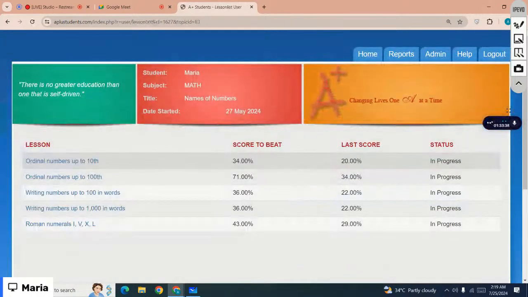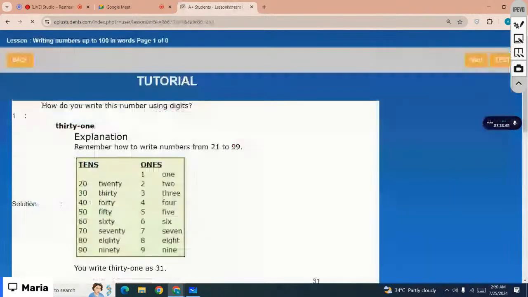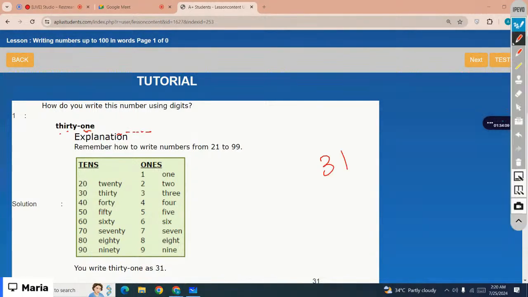And the next lesson is writing numbers up to 100. Start with the lesson. Basically, we're going to learn how we write numbers in digit form. How do you write this number using digits? 31. Basically, that's how we pronounce the numbers. So how do we write 31? You can write it like this: 3 and 1.